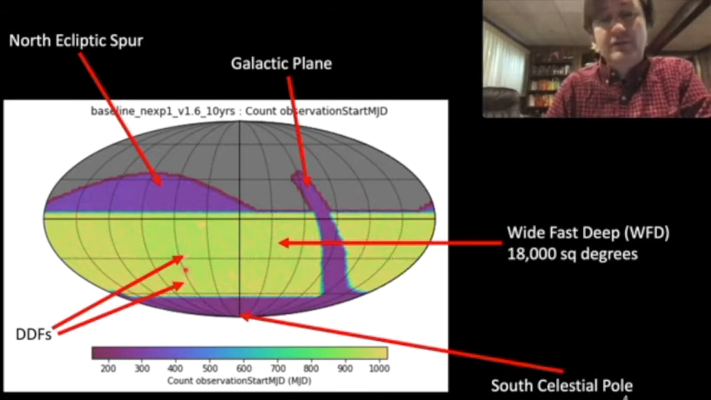We have 5 deep drilling fields where we'll go extra deep in the survey, and we very lightly cover the galactic plane and the south celestial pole because these are either high air mass or at high extinction, so we expect to get less signal from those regions, so they're covered a little less densely.